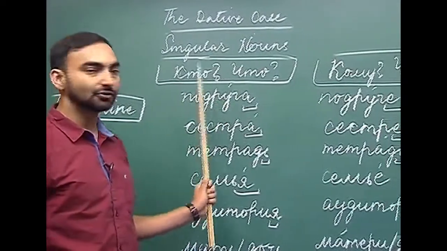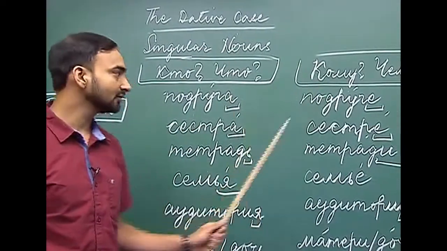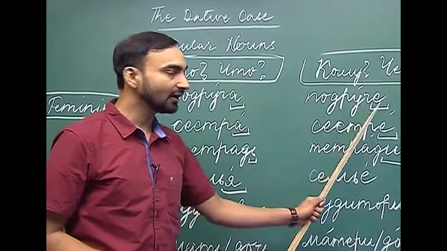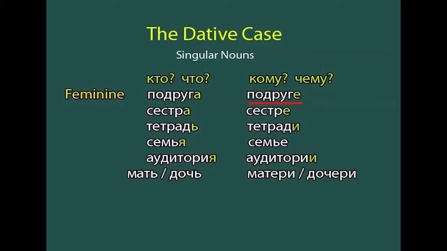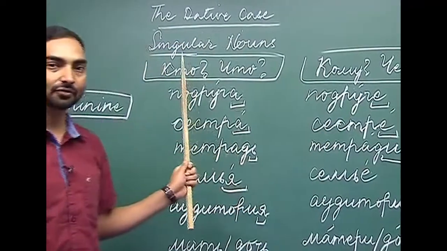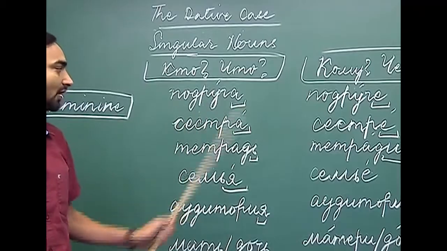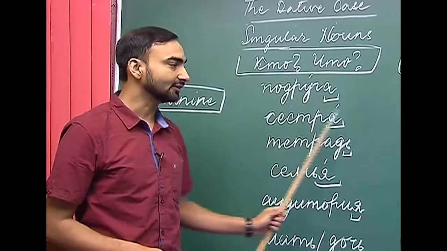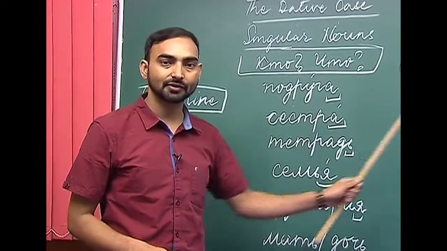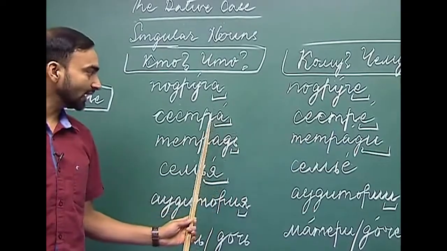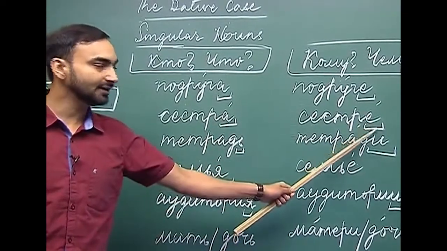So, what happens when padruga is used in the dative case? This a is replaced with ye. Padruga, padruge. So, if the question is kamu, we will use padruge. If the question is kto, we will use padruga. Next is sistra, sister. So, what happens when sistra is used in the dative case? Sistra becomes sistre. Again this a is replaced with ye.